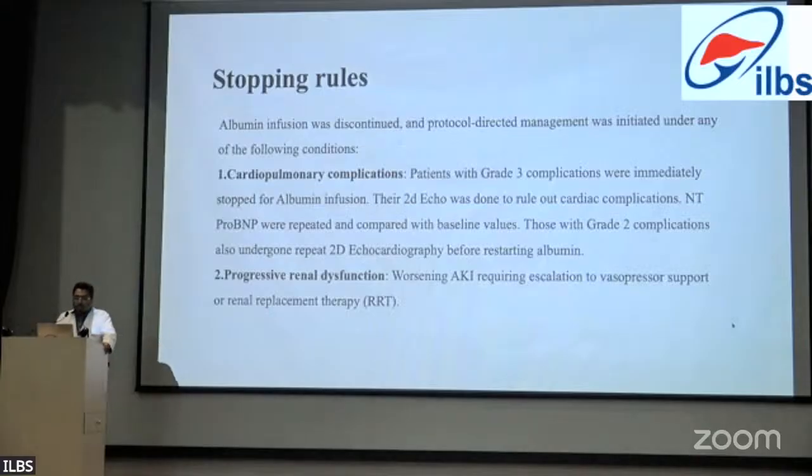To stop albumin, we followed the grading, and albumin was discontinued, and protocol-directed management was initiated. Those who had a cardiopulmonary complication of grade 3 were immediately stopped from albumin. Their 2D echo was done to rule out any new-onset changes. NT-proBNP was also repeated and compared with the baseline value, and those with a grade 2 complication also underwent 2D echocardiography, and a reduction of the albumin dosing was done in them. Those who had progressive renal dysfunction were put on RRT and vasoconstrictors.